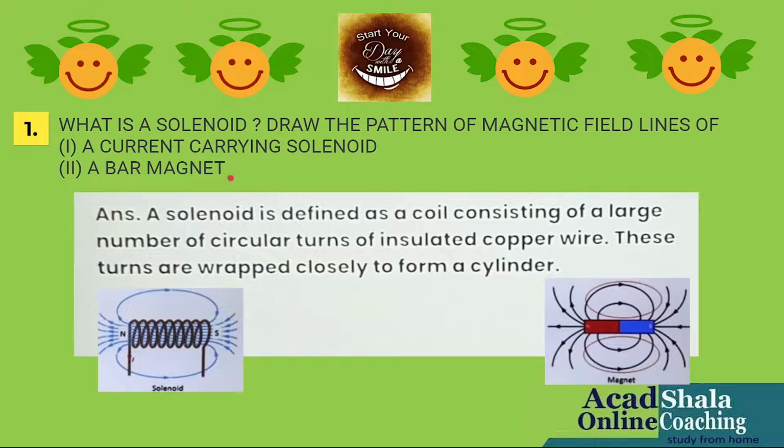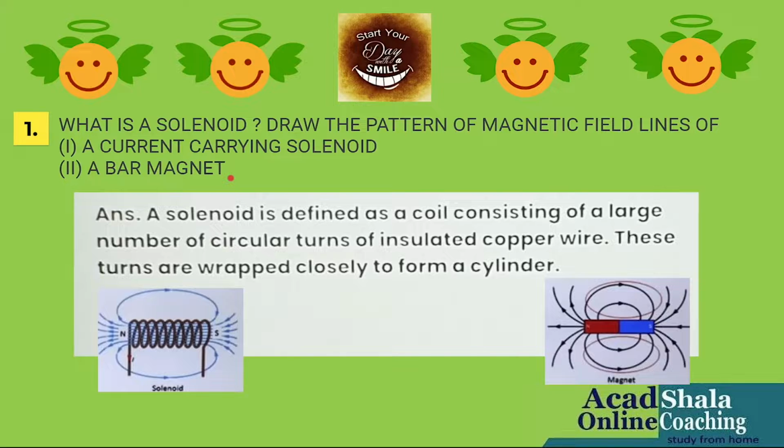Whenever the word solenoid comes, it should be visualized in your mind that there are many turns which are very close to each other and wrapped very closely to each other. That is copper insulated wire. And these turns are wrapped closely to form a cylinder which is known as a solenoid.